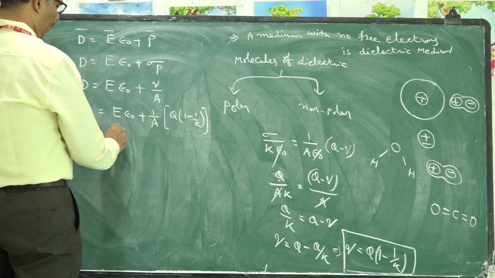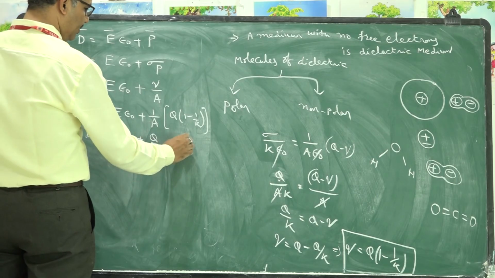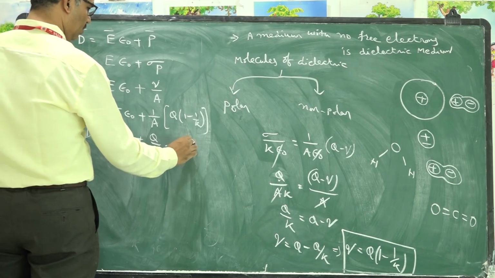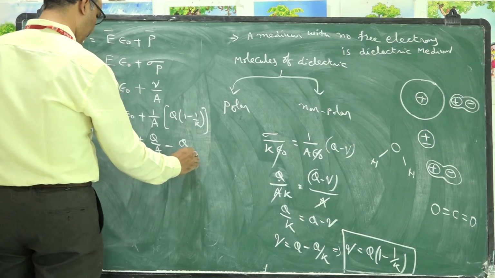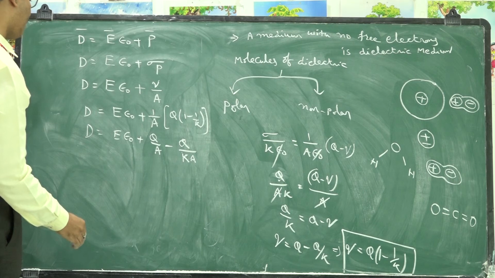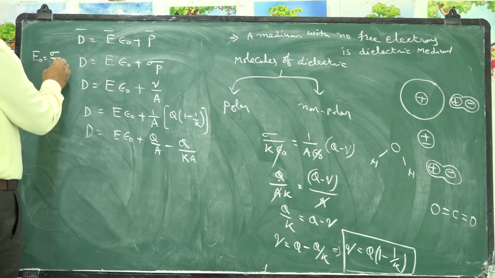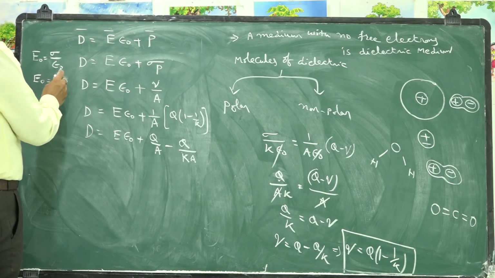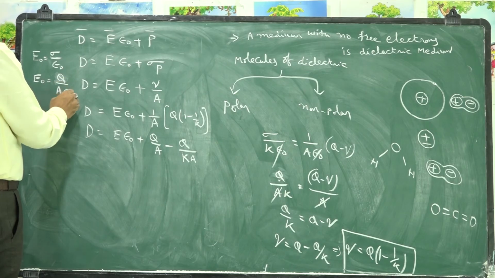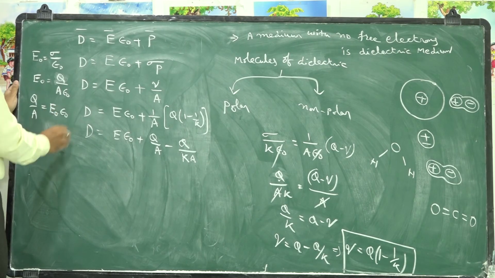D is equal to E epsilon naught plus Q by A minus Q by KA. We know that E naught is equal to sigma by epsilon naught, or E naught is equal to capital Q by A epsilon naught. So capital Q by A can be replaced with E naught into epsilon naught.